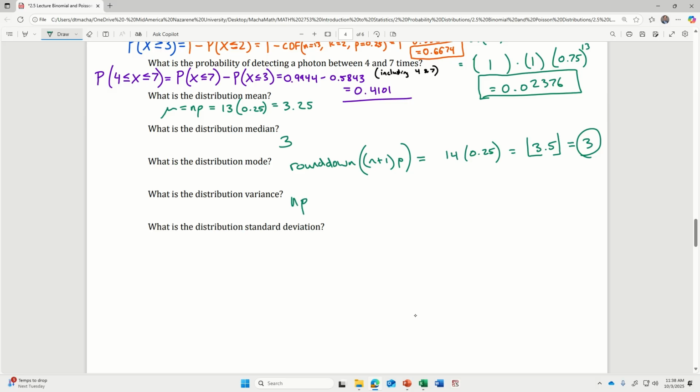The variance is n times p times 1 minus p. So that's going to be 13 times 0.25 times 0.75. And that's 2.438 or so for my variance. And then the standard deviation is just the square root of the variance. So in your calculator, take the square root of 2.438, and you should get 1.56-ish.